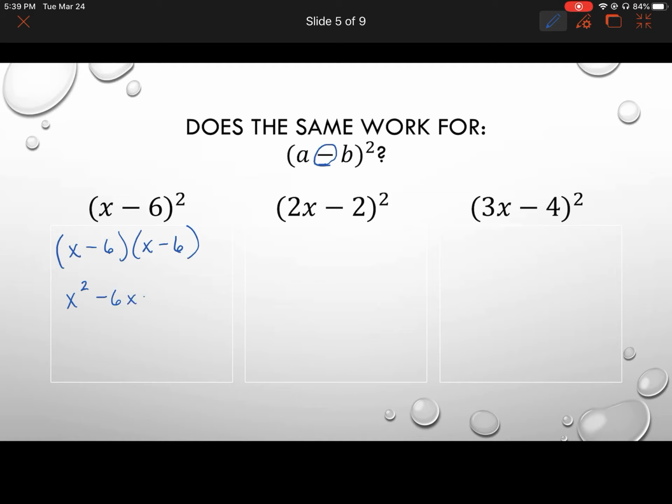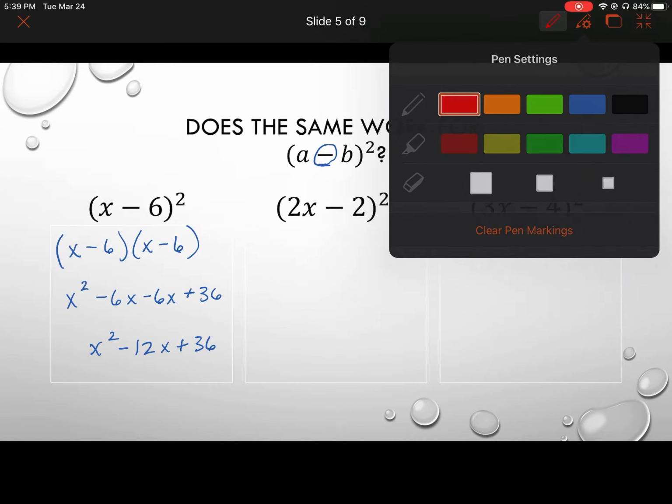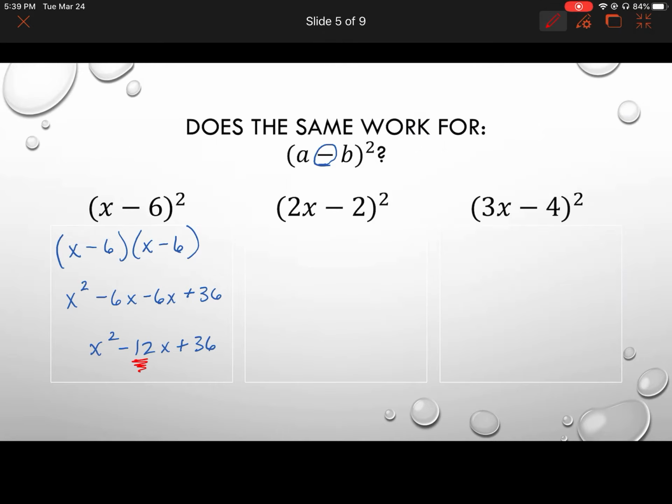The inside terms would be negative 6x again. And then the last term would be positive 36. Combine like terms, and I get negative 12x plus 36. So nothing really changed, but also, hopefully you notice, keep an eye on it, it's still an even number in the middle, right? That b term. Remember, we're still working with ax squared plus bx plus c, or this could be a minus minus.